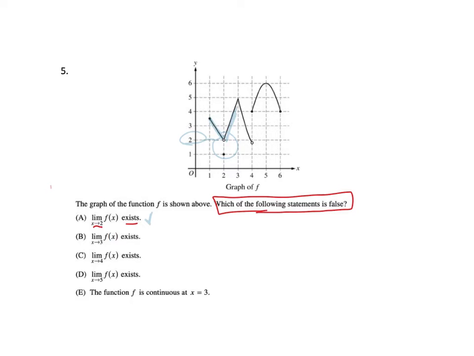For our next one, the limit as x approaches 3 of f of x exists. By the same idea, are we approaching the same value as we get closer and closer to 3 from the left and the right? We are approaching a specific value, so that one is true. What about the limit as x approaches 4? Here, from the left, that's not approaching the same value as from the right. So this one, answer choice C, is the one that is false.